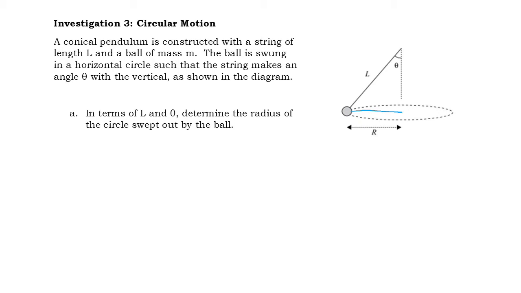We see it makes a right triangle where L is given and theta is given, and we want to find the opposite side. So sine theta is equal to opposite over hypotenuse, and so the radius is L sine theta.